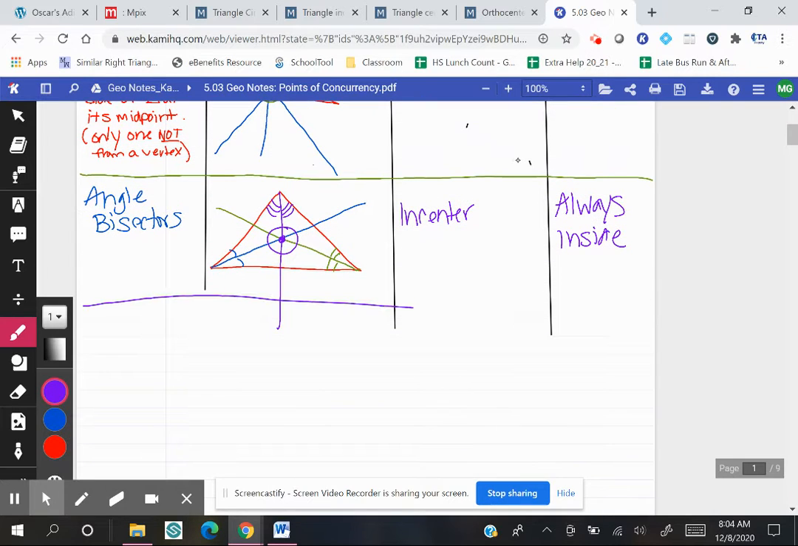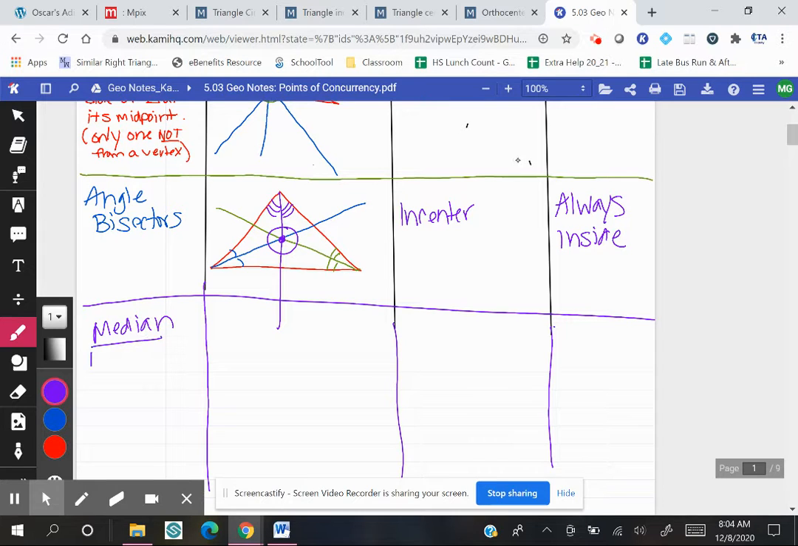Okay, next we're going to do the median. So medians of a triangle are drawn from a vertex to the midpoint, median, middle, of the opposite side.